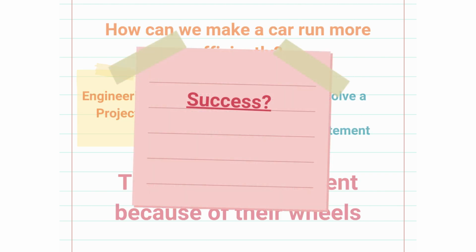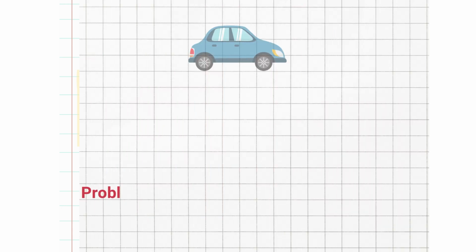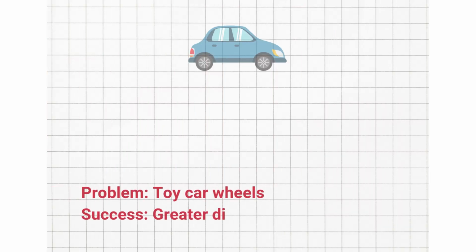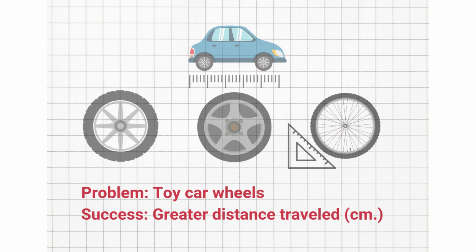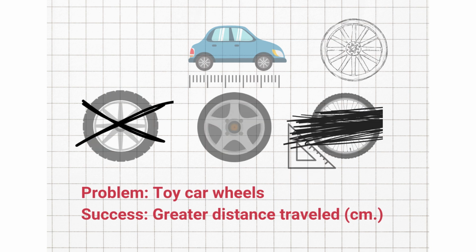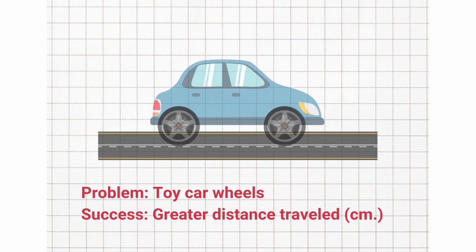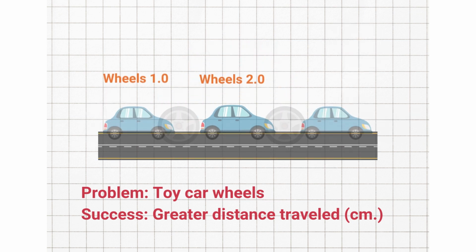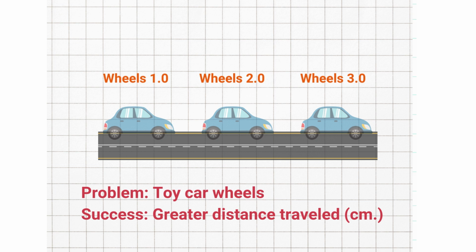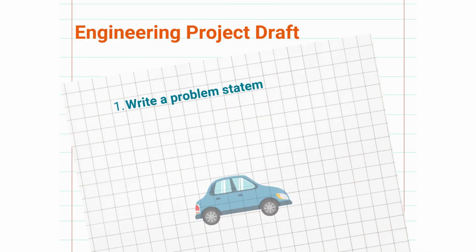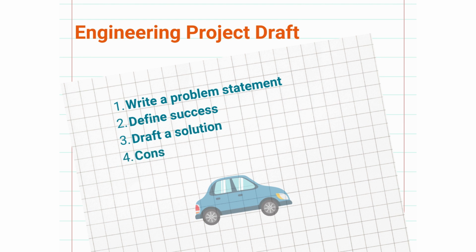To address this problem, we need to define success. Consider what needs to occur for your problem to be solved. For our example, we can define success as the cars traveling a greater distance on the track. So we will measure the distance the cars travel in centimeters. Now, we need to plan our construction. This will require models and drafts. After the planning phase comes the first construction. Next, run a trial and take the measurements to determine success. Then, go back to the drawing board and make changes to your original design. An engineering project will require repetition and multiple versions to make the best solution. With this method, we can begin to solve our problem statement.